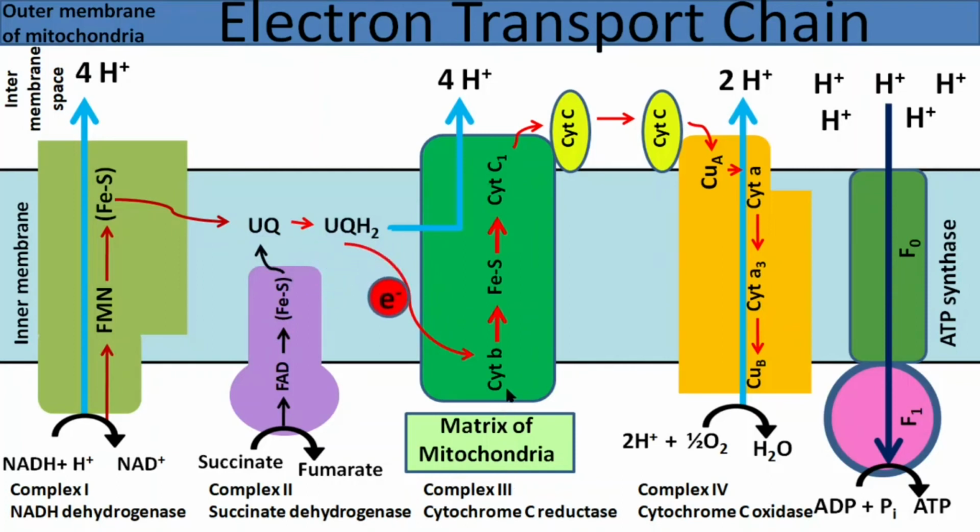In complex 3, first cytochrome B accepts this electron, then it is passed on to iron sulfur cluster. From there, it goes to cytochrome C1. Through cytochrome C, it goes to complex 4 and is passed on through different components and finally reaches oxygen, resulting in reduction of oxygen forming water molecule.